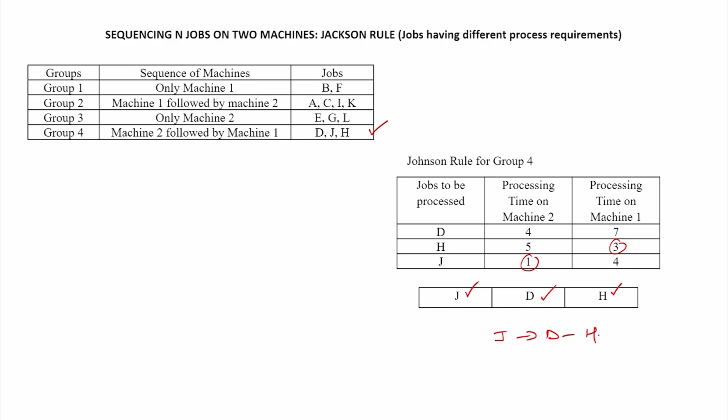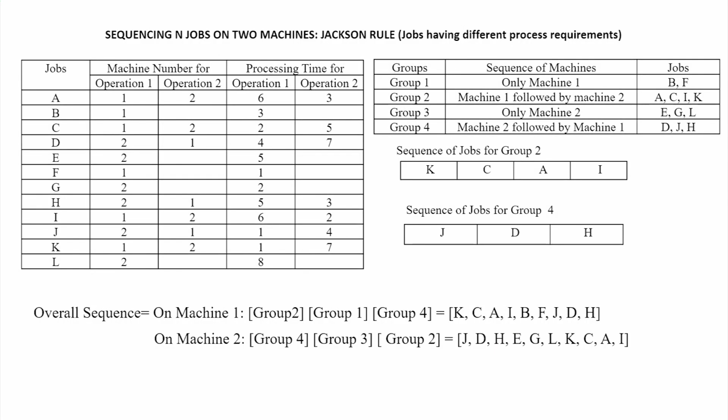Having done that, now we have to assemble the 4 groups together in the optimal sequence on machine 1 as well as on machine 2. This is the total picture I have collected together. This was our original information: we had 12 jobs available, and these 12 jobs are of 4 different types, which we have divided into 4 groups. Group 1 only machine 1, group 2 machine 1 followed by machine 2, group 3 only machine 2, and group 4 machine 2 followed by machine 1. And then we have determined the optimal sequence for group 2 and group 4.